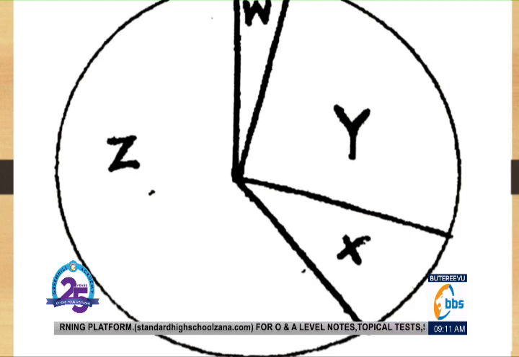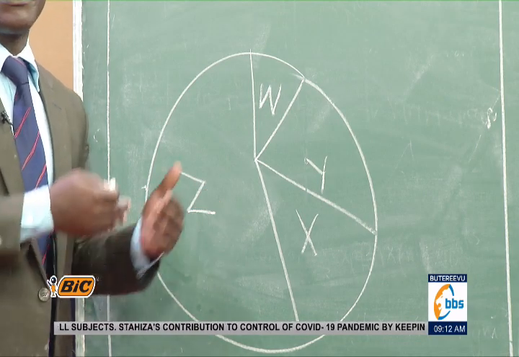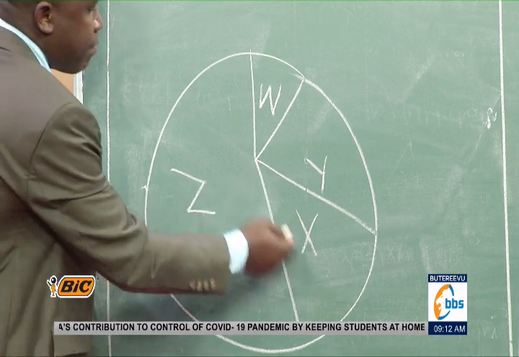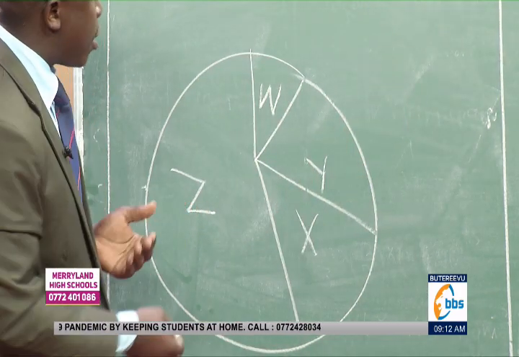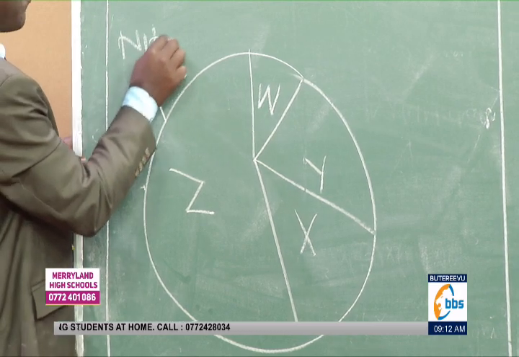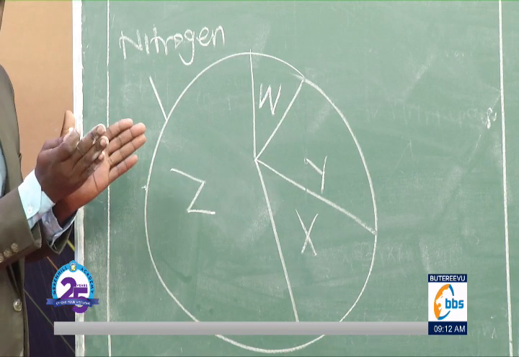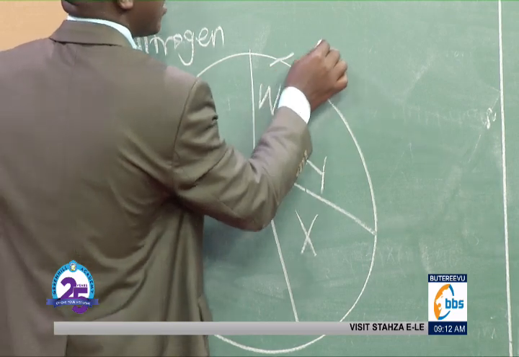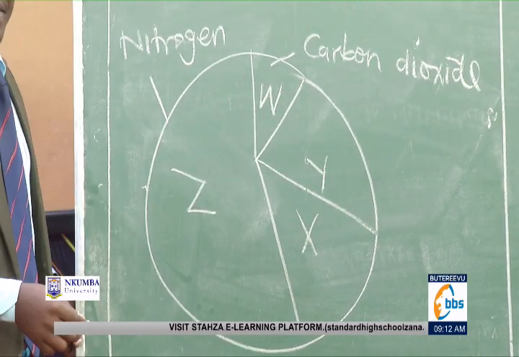Now, we are going to see what kind of questions are asked, just in case they bring such a question, okay? When you look at the pie chart, you realize that Z is taking the biggest part. Therefore, the biggest part here is nitrogen, which has the biggest percentage. And W has the least percentage, so it will take the smallest part. So W is our carbon dioxide.